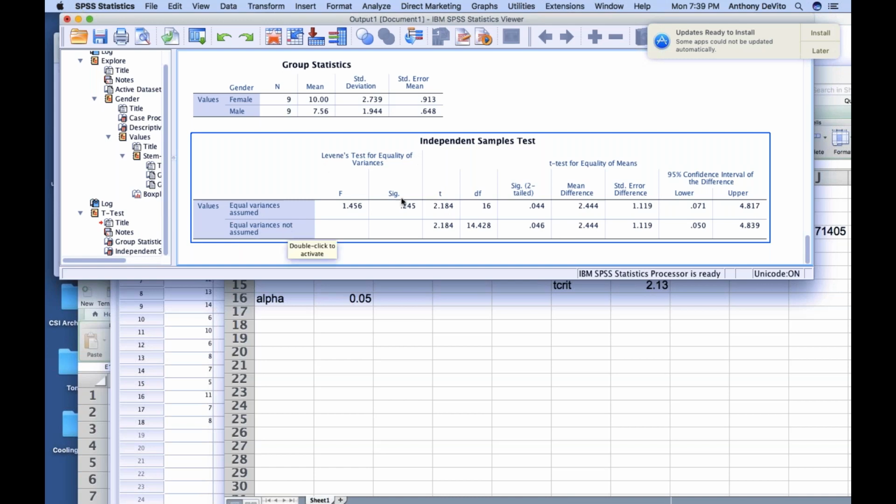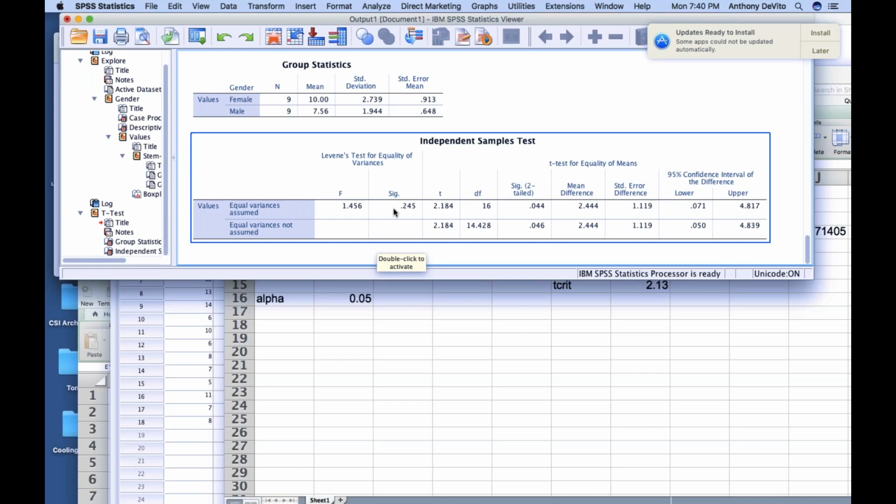So what is our p-value? Anybody? Can you guys read it? Our p-value for Levene's test is in the box here to the left. The F statistic is 1.5456. The p-value is 0.245.